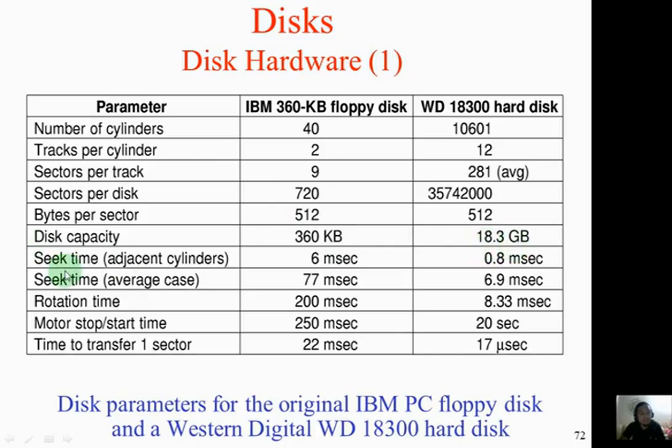Now the seek time for adjacent cylinders is 6 milliseconds for the floppy disk and 0.8 milliseconds for the hard disk, which is a very fast seek time. The average case is 77 milliseconds here and 6.9 there. The rotation time takes more time on the floppy, and so does the motor stop and start time. The time to transfer per sector is 22 milliseconds here, and microseconds there. So this is much faster.